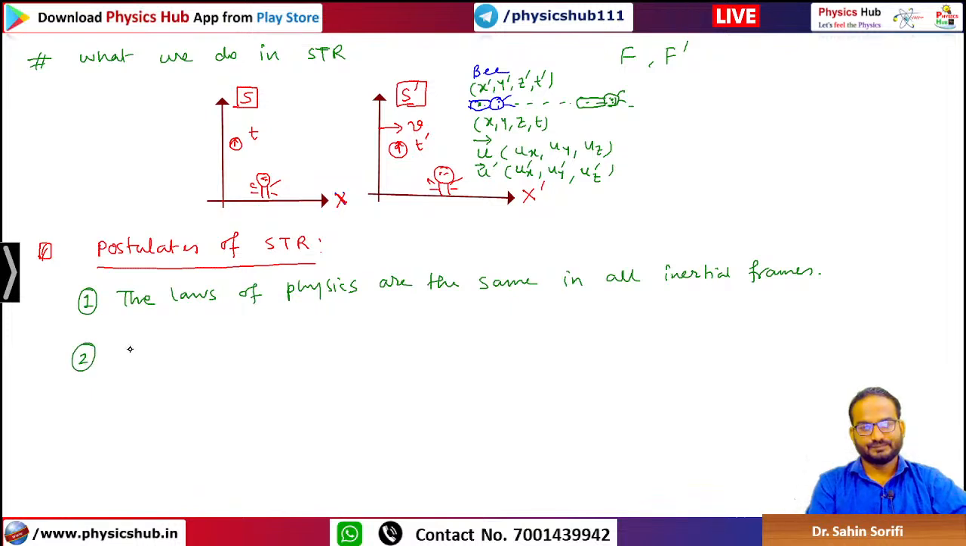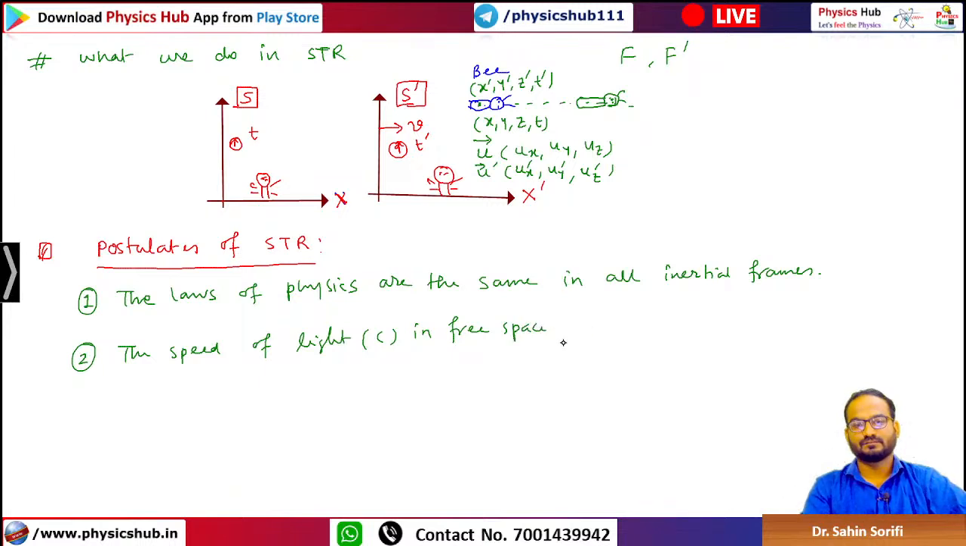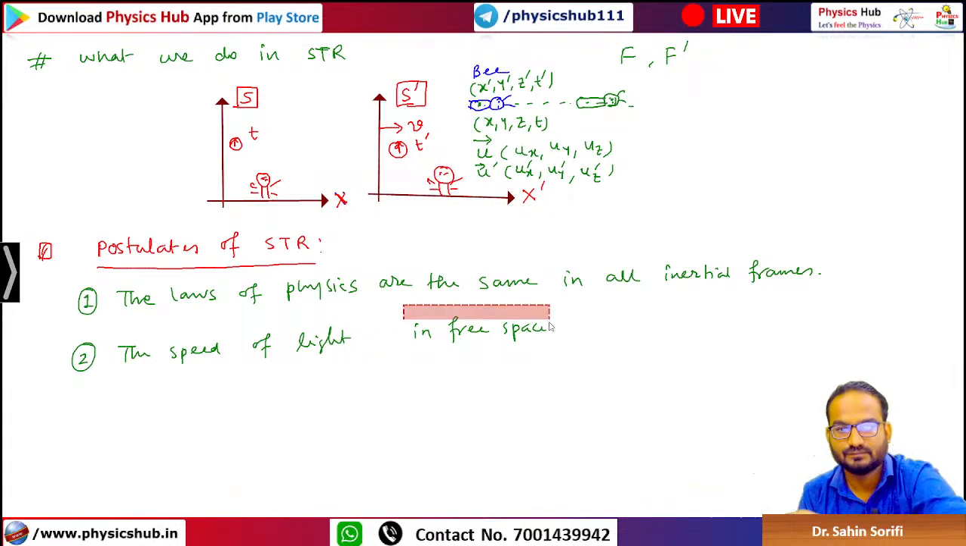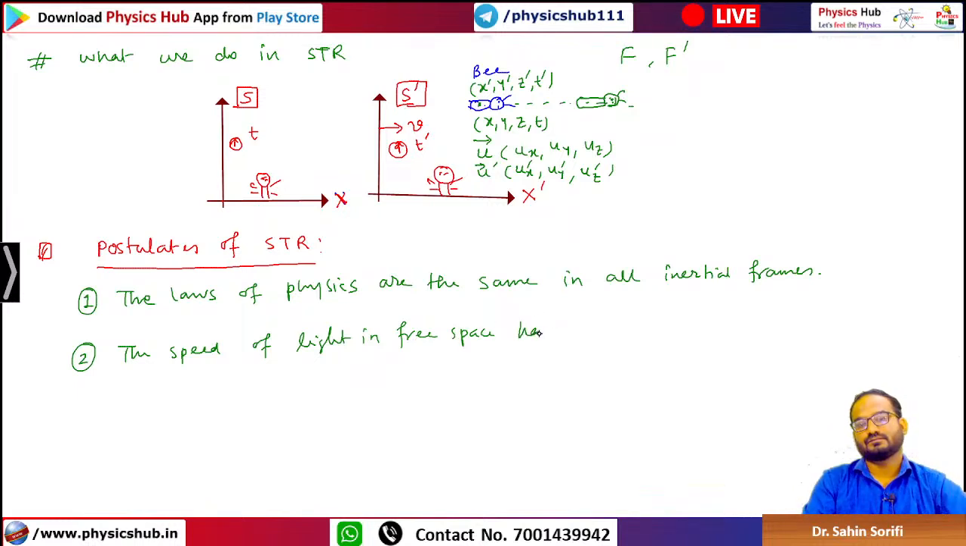Number two, the speed of light in free space has the same value in all inertial frames.